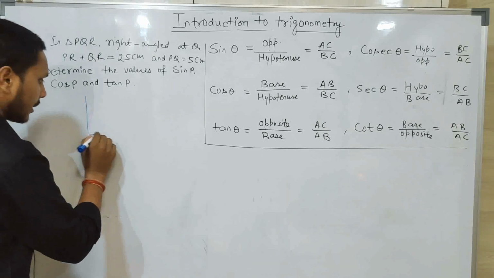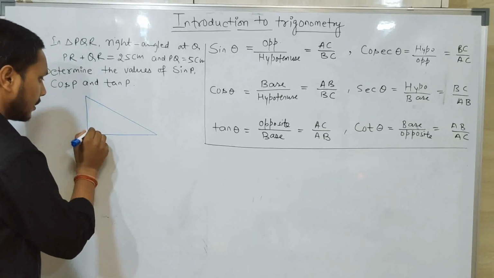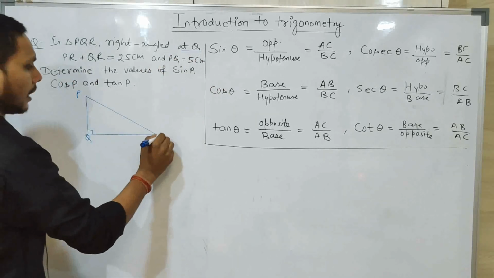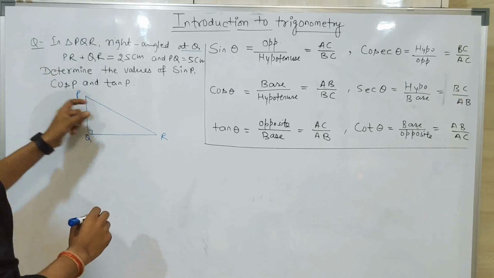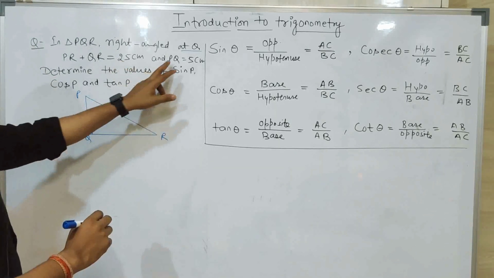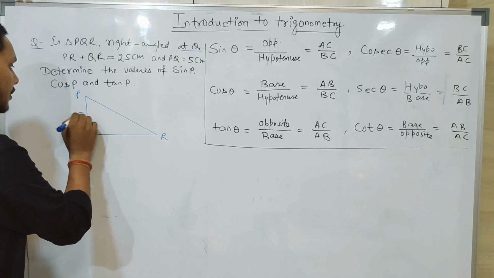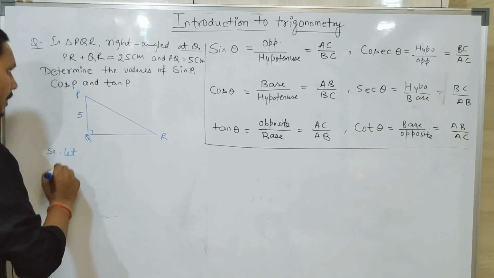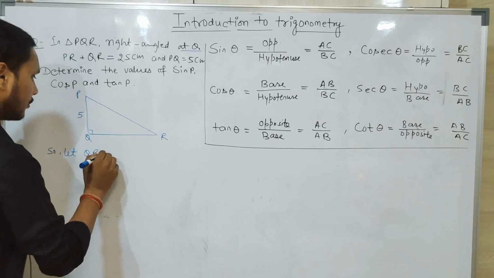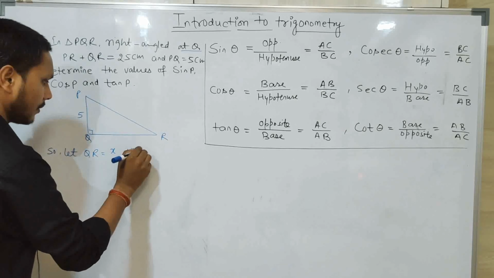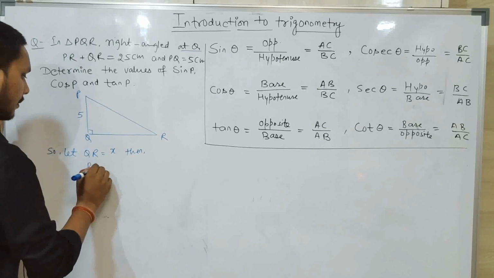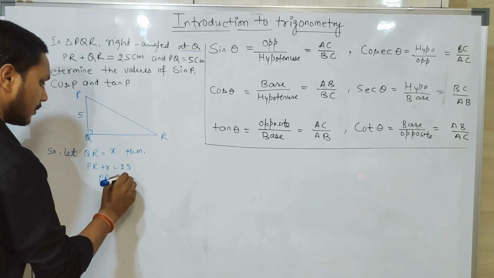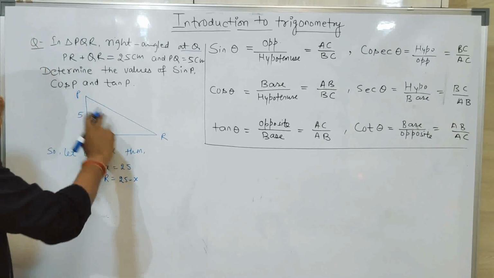So let's draw the right angle triangle, and in the question they mentioned that at Q it is 90 degrees, and here we can write P and R. Now what is given? PR plus QR equals 25 and PQ equals 5 centimeter. So let QR equal to x. Then we write here PR plus x equals to 25. Now PR equals to 25 minus x.